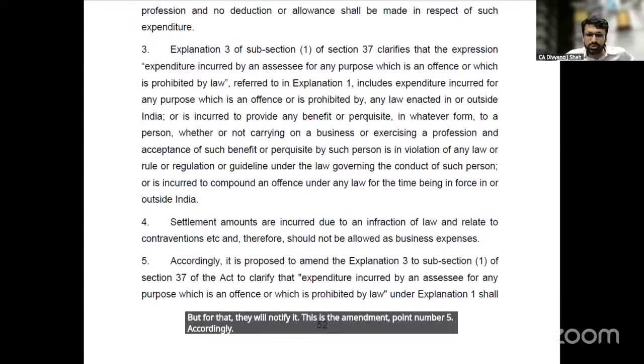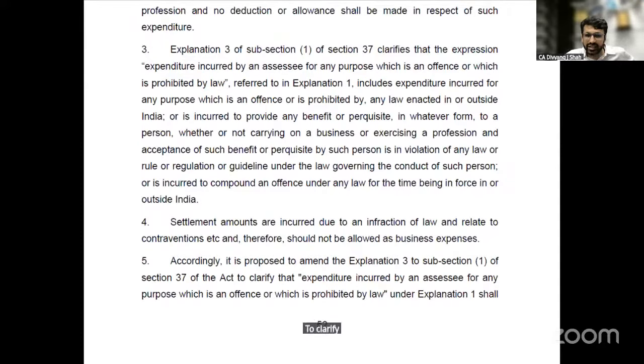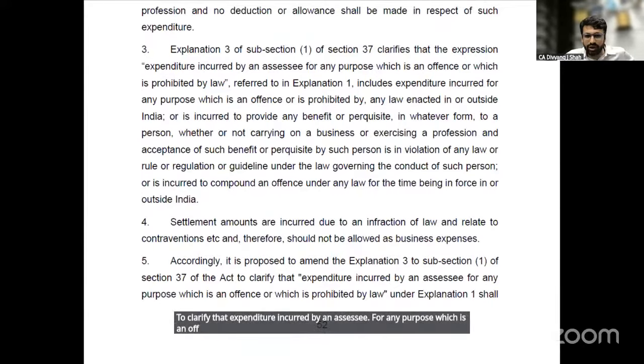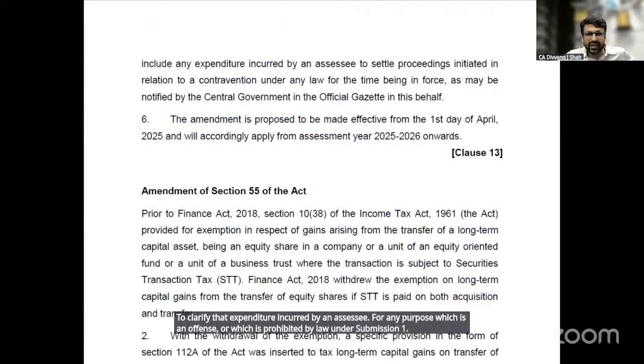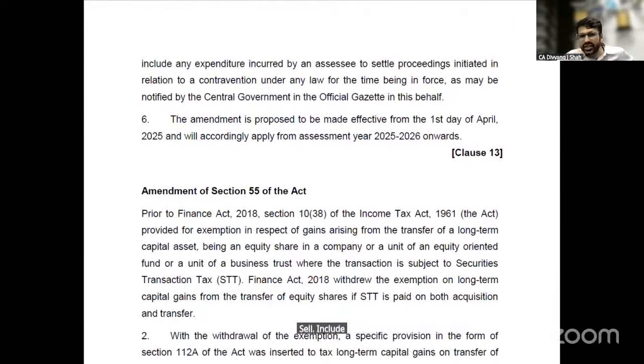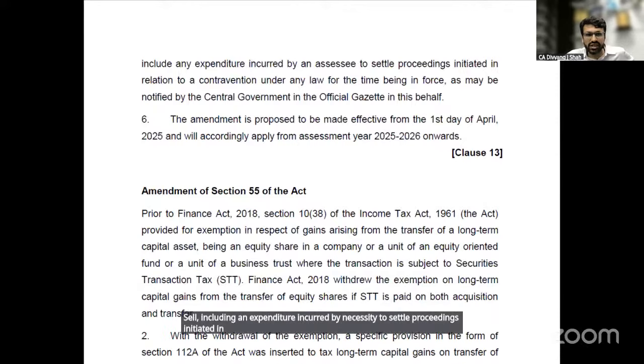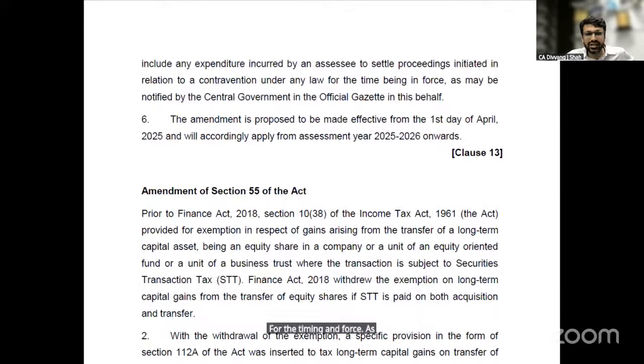Accordingly, it is proposed to amend Explanation 3 to sub-section 1 of Section 37 of the Act to clarify that expenditure incurred by an assessee for any purpose which is an offence or which is prohibited by law under sub-section 1 shall include any expenditure incurred by an assessee to settle proceedings initiated in relation to a contravention under any law for the time being in force, as may be notified by the Central Government.